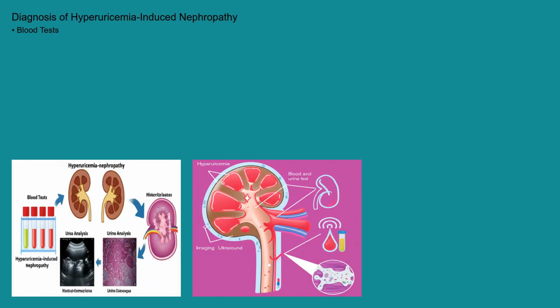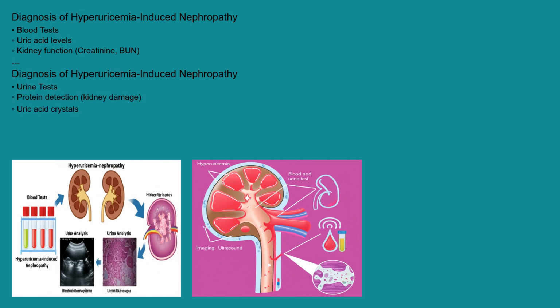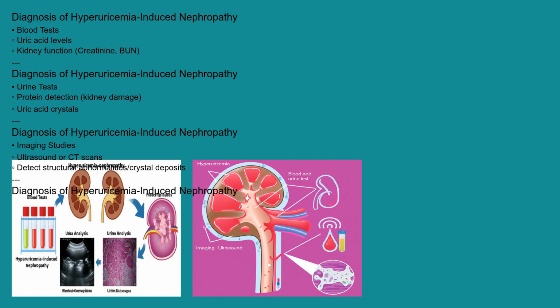Diagnosis of hyperuricemia-induced nephropathy involves a combination of blood tests, urine tests, and imaging studies. Blood tests are used to measure uric acid levels, as well as kidney function indicators like creatinine and blood urea nitrogen. Urine tests can detect protein in the urine, which is a sign of kidney damage, and may also reveal uric acid crystals. Imaging studies, such as ultrasound or CT scans, can help visualize the kidneys and detect any structural abnormalities or uric acid crystal deposits. In some cases, a kidney biopsy may be necessary to confirm the diagnosis and assess the extent of kidney damage.